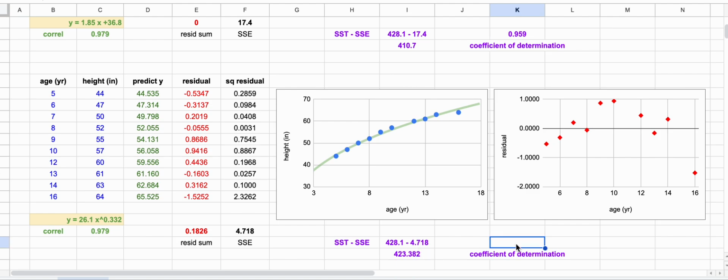So if we were to say, all right, we're explaining 423.382, let's divide it by the 428.1 total error. Wow, look at that. The coefficient of determination is now up to 0.989. This model right here is explaining almost 99% of the variation. This variation that we see in heights can be explained or covered by this model. This is a great model. It's certainly the best of the three that we've looked at in this video.